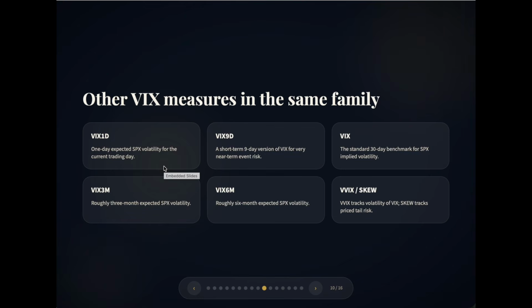Okay, so I want to briefly touch on other VIX measurements that you may want to add to your watch list. And these are in the same family as the VIX.